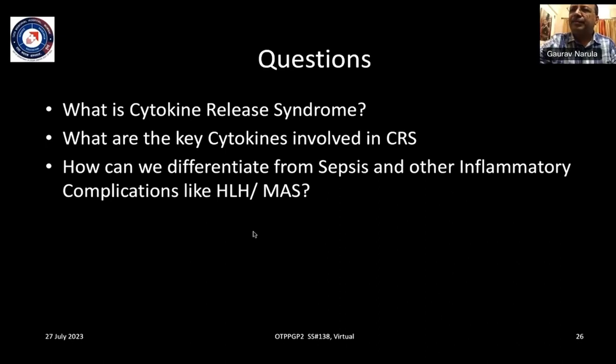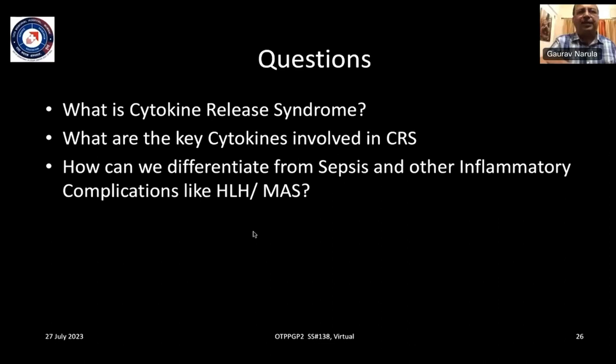So in HLH, there will be hypertriglyceridemia and hypofibrinogenemia. But in sepsis, there might be a complication of DIC. Yes, but coagulation abnormalities can be there in HLH also. So you're all saying the right thing, but what I'm trying to tell you here is that no one marker gives you the difference. So you have to see the pattern.